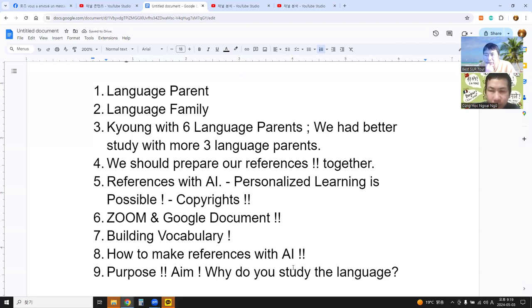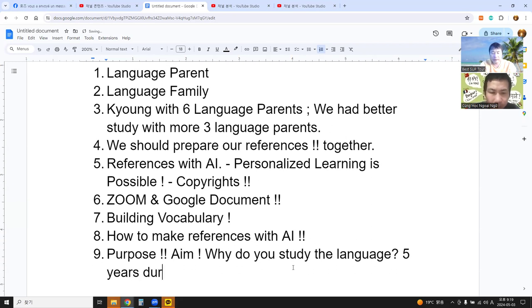Why do I keep learning Vietnamese? This is my purpose: during the winter season, I want to live in Vietnam. If possible, I want to live there for more than 2 months, even though I already lived in Vietnam for 5 years.